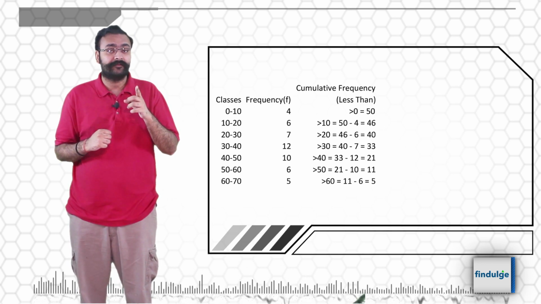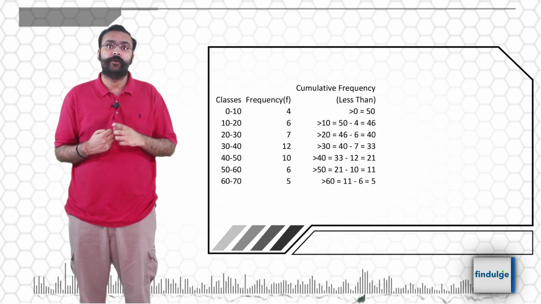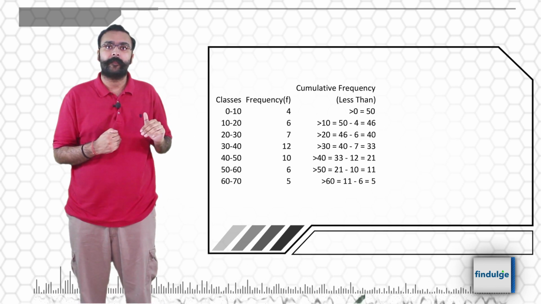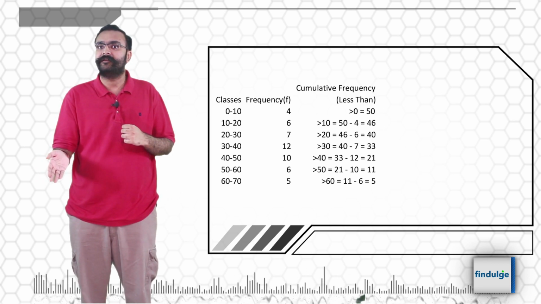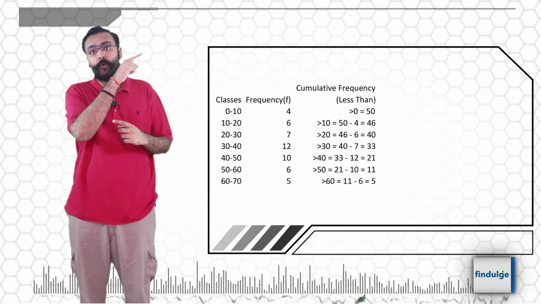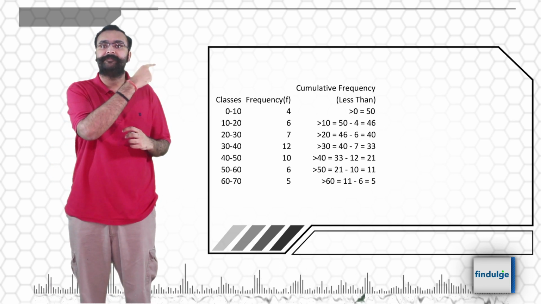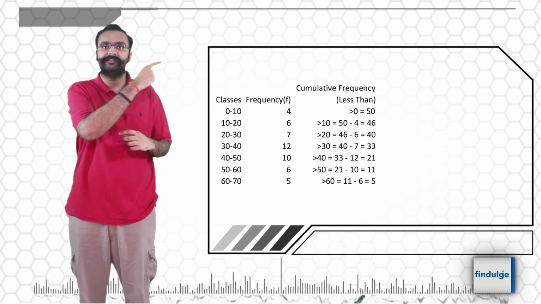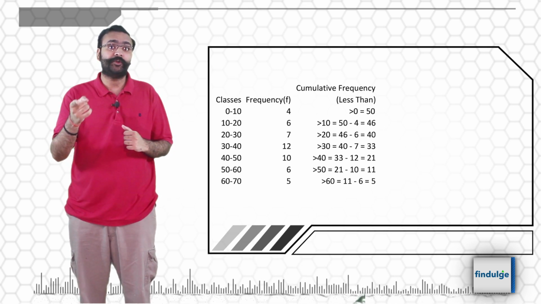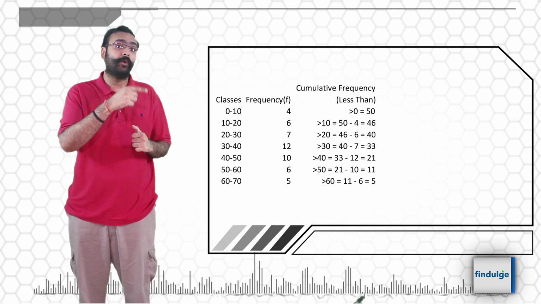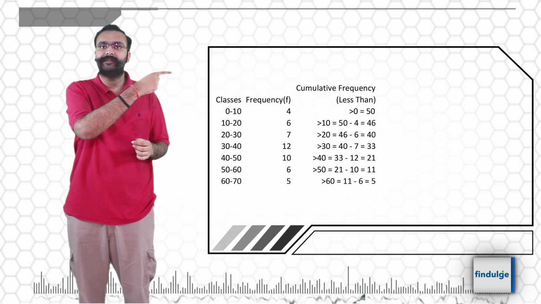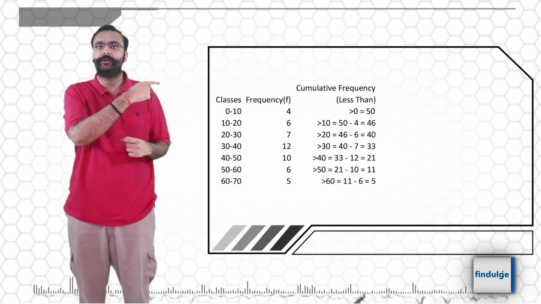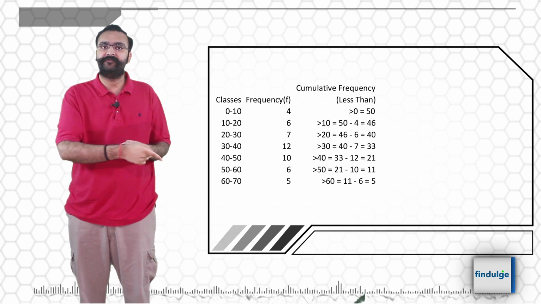More than 10, again, if you logically think about it, will just be more than 0 minus whatever was there from 0 to 10, hence more than 10. So take more than 0 cumulative and subtract the frequency of 0 to 10. More than 20 will be the same as more than 10 minus between 10 to 20. So more than 10 minus frequency of 10 to 20. And like this, we fill up our more than column.